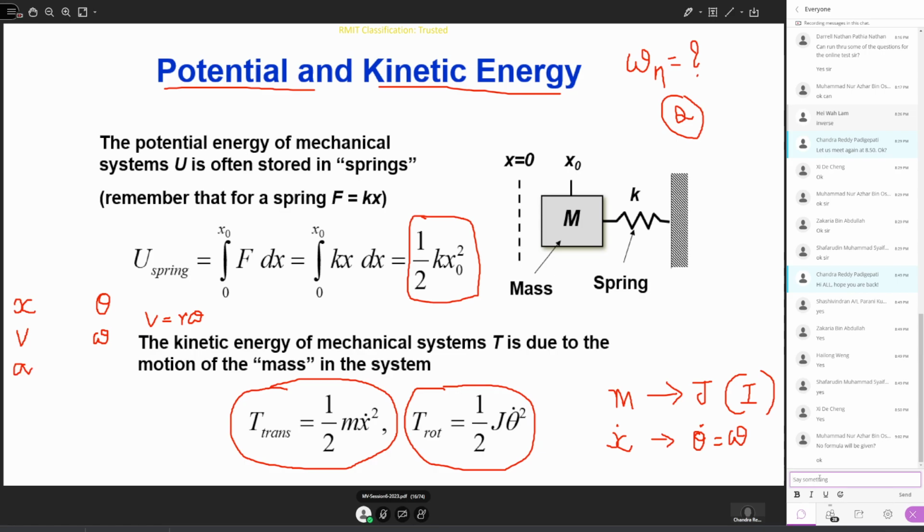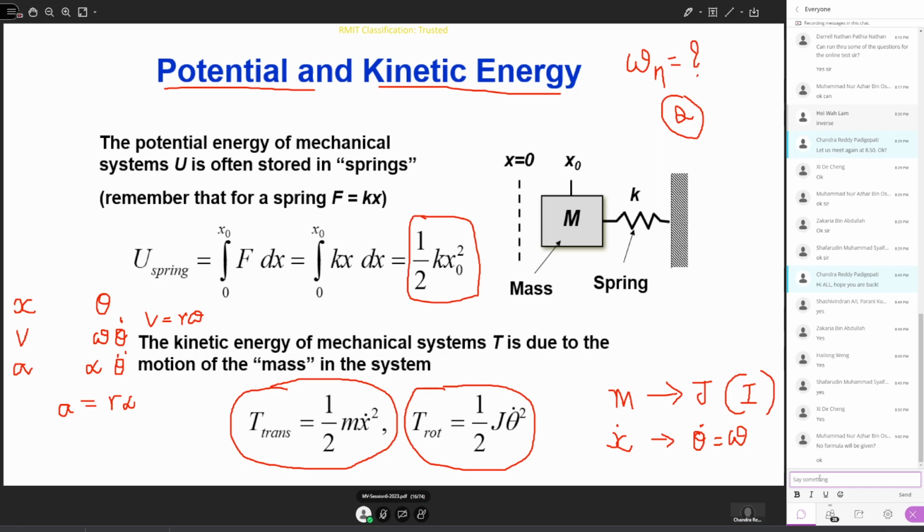So similarly, a can be linear acceleration. So we write alpha, angular acceleration. So we know that a can be written as r into alpha. So alpha is also theta double dot. So omega is theta dot. So alpha is theta double dot.